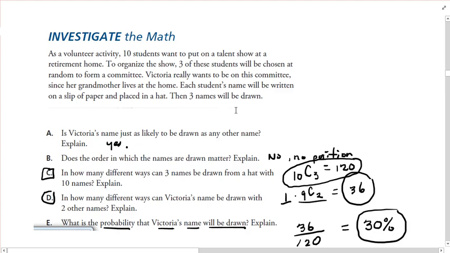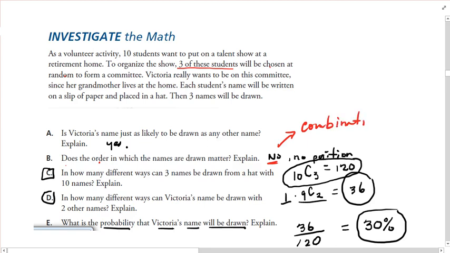A says, is Victoria's name just as likely to be drawn as any other name? Well, yes, there's no preference for her. She doesn't have her name in the hat more than once. So the answer to that one is yes. B says, does the order in which the names are drawn matter? Because we're just talking about 3 students chosen at random, the position in which they are drawn wouldn't matter. So no, it doesn't matter. This is going to lead us to combinations, probably.